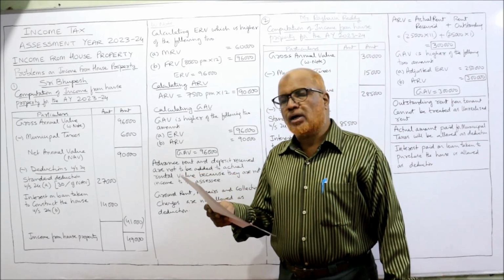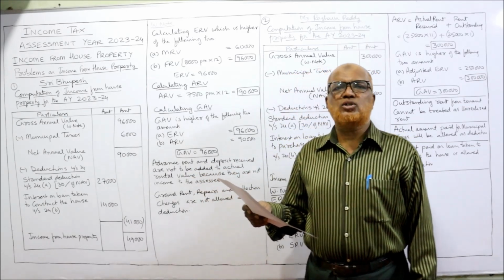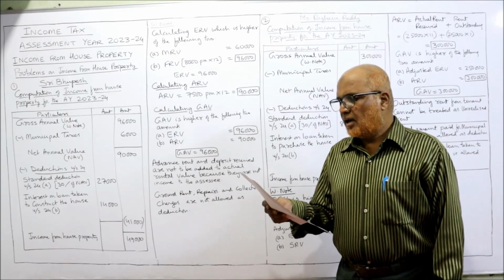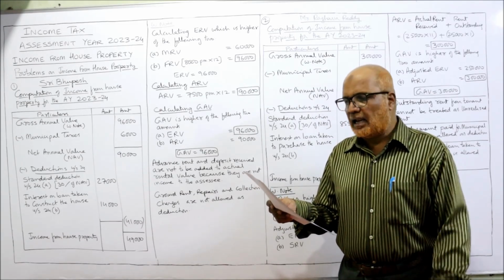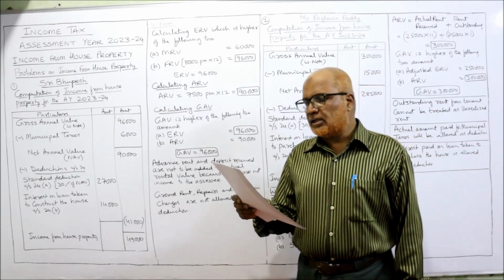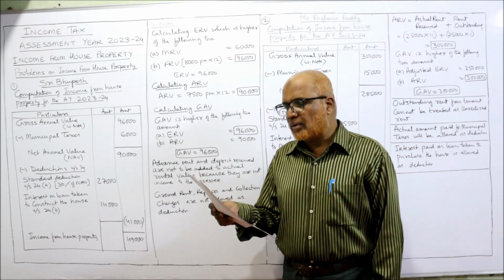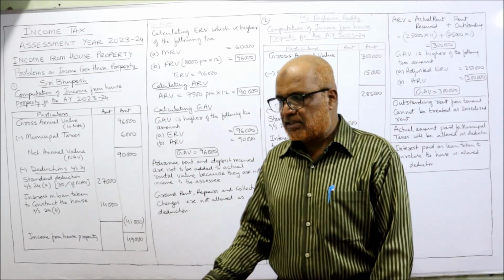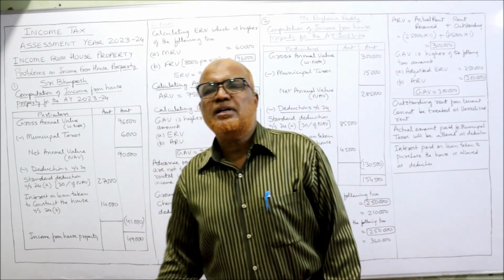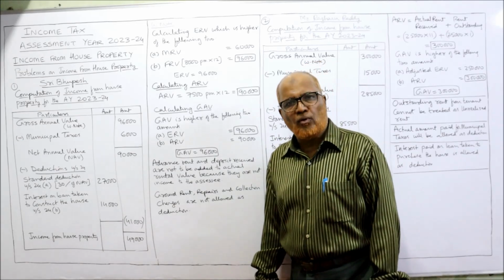Interest on loan taken to construct the house is allowed as deduction under section 24B. Ground rent not allowed, ignore. Repair not allowed. Collection charges 500 not allowed. Compute the income from house property for the current assessment year. The current assessment year is 23-24.